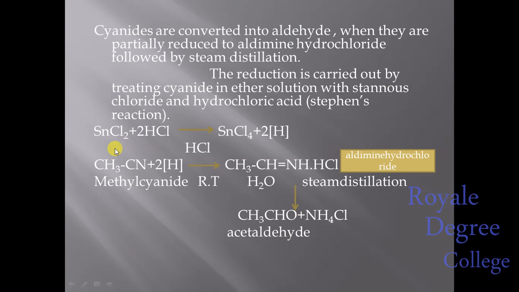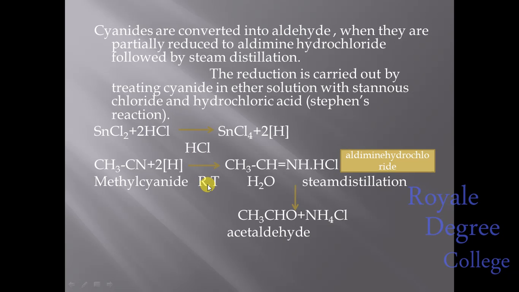See the reaction, we are taking stannous chloride, SnCl2. In that we are adding 2 moles of hydrochloric acid. What is happening here? The 2 chlorines from the hydrochloric acid are going to attach to the SnCl2. So we are getting SnCl4 plus 2 nascent hydrogen. The 2 hydrogens are coming out in the form of nascent hydrogen. Those 2 nascent hydrogens we are taking in the next step. It is being added to methyl cyanide. The reaction will take place in the presence of hydrochloric acid and at room temperature.